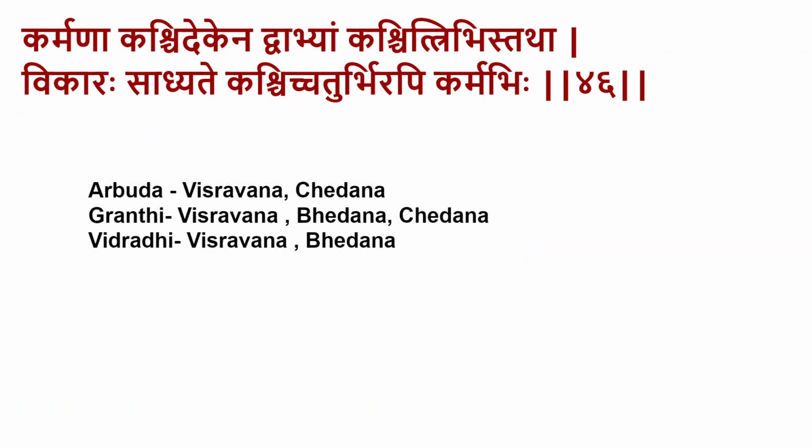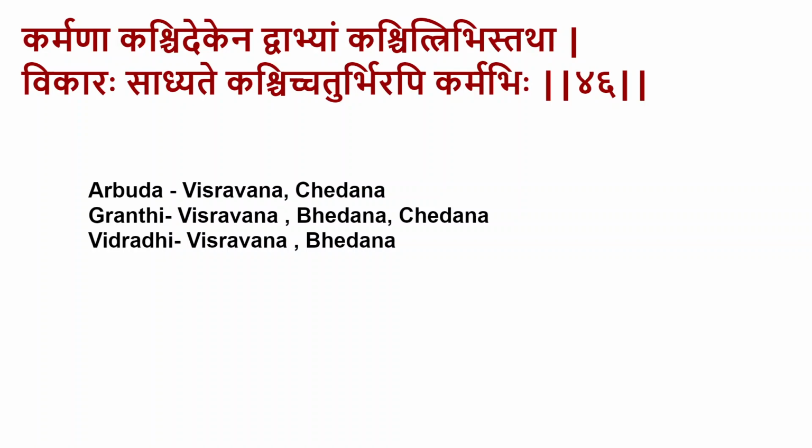Then the last part is Karmana Kashchidekena Dwabhyam Kashchit Tribhistatah Vikara Sadhite Kashchit Chaturbhirapi Karmabhi. Though ashtavidhashastrakarmas are mentioned and the diseases are classified as Chedya, Bhedya, Lekhya, etc., a disease may require more than one or two procedures. This is a point which we have discussed in the beginning also. Like an example, Arbuda, you have indication of Visravana, Chedana. So, Arbuda is a Visravi Vyadhi or Chedya Vyadhi.